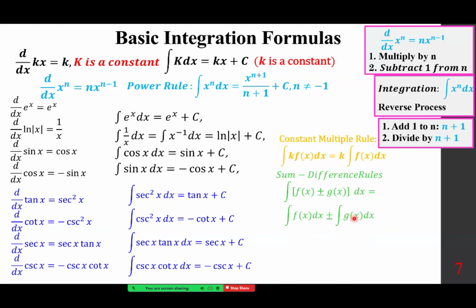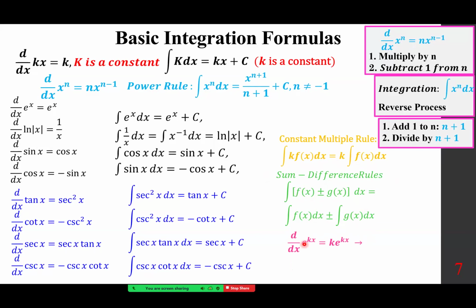Sum and difference, the same thing. When we differentiated, we did it term by term. When we integrated, we do exactly the same thing here. The sum and difference work the same way. For example, the integral of f of x plus g of x times dx is the integral of f of x dx plus the integral of g of x dx.